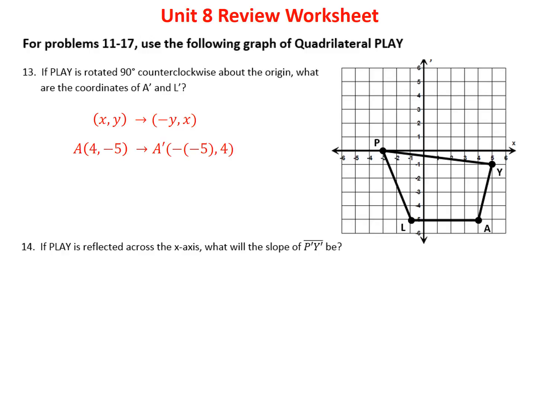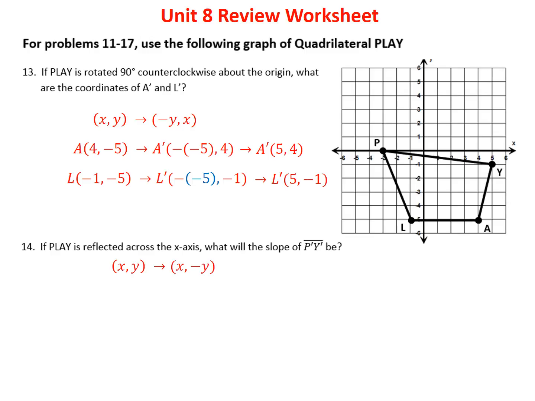So if I put in the point A, 4, -5, first thing I do, switch them, -5, 4, and then the opposite of -5 is +5, so A prime would be 5, 4. For L, same thing. L is -1, -5, so first switch them, -5, -1, then the opposite of the first one, -5, is +5, and the answer is 5, -1.